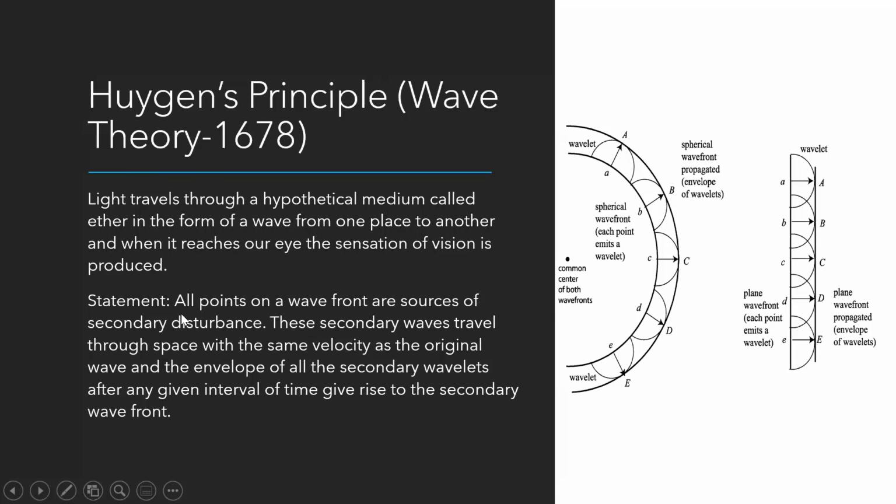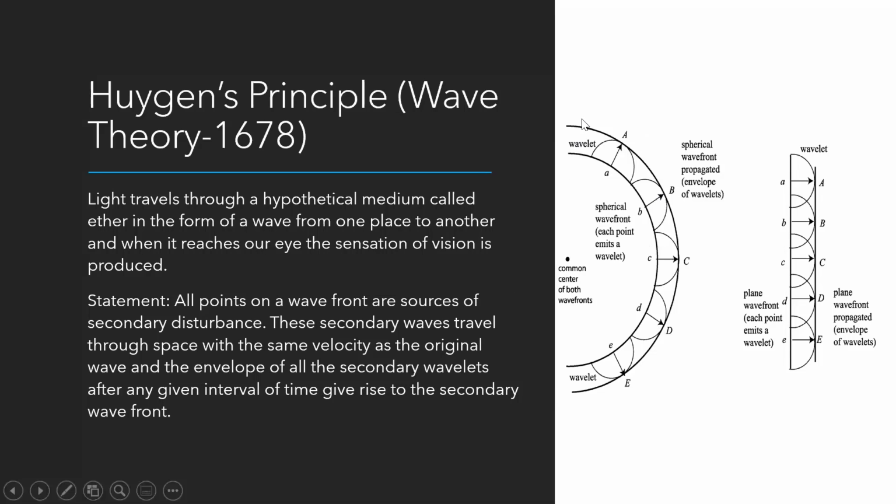And the principle is, if you are asked to state Huygens wave theory, this is what you have to write: that all points on a wavefront are sources of secondary disturbance, and these secondary waves travel through space with the same velocity as the original wave. And the envelope of all the secondary wavelets after a given interval of time gives rise to a secondary wavefront.